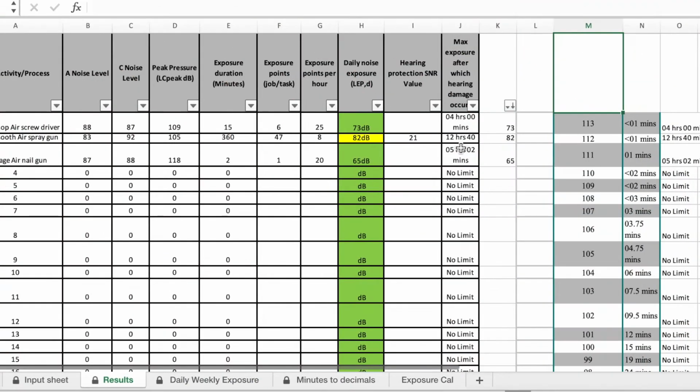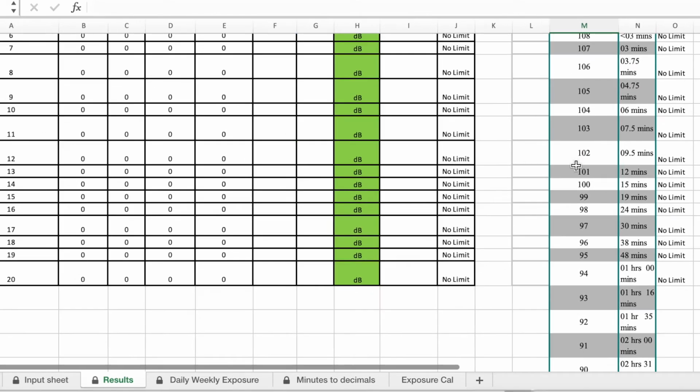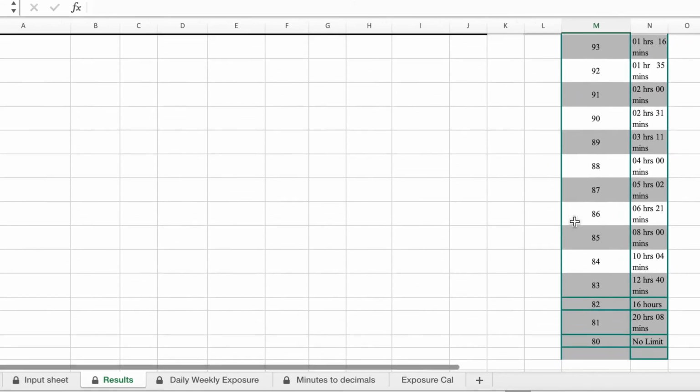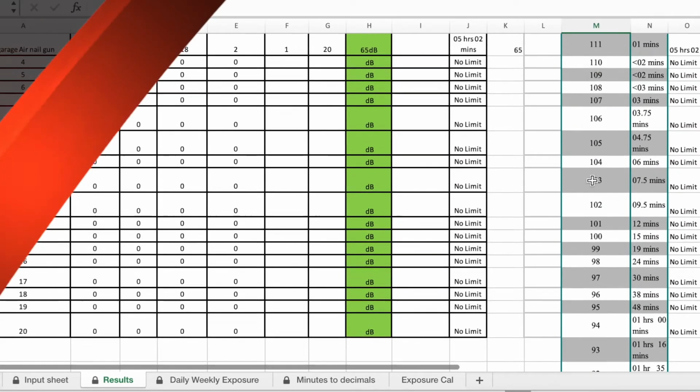The Excel sheet will tell you the length of time you can use the tool or undertake the process. This is found on the last line of the sheet. To the far right are 2 columns. The first is the time weighted average and the second is the amount of time before hearing damage is caused by not wearing hearing protection.